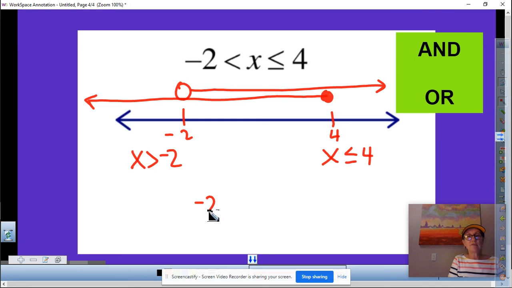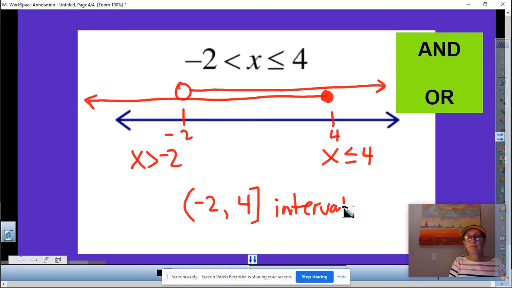So let's start with -2, comma, and it's going up to 4. But now I've got to decide on parentheses or brackets. Does my answer actually include -2? No, it does not. Parenthesis. Does my answer actually include 4? Yes, it does. It gets a bracket. So this is the interval notation for this. And this, ladies and gentlemen, is an and because there's overlap. All righty.